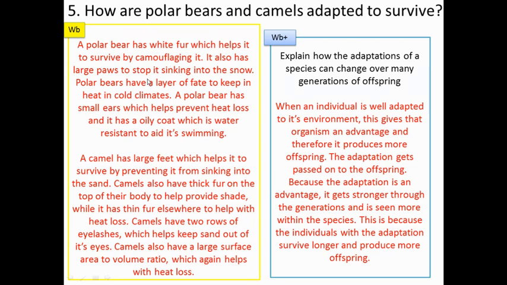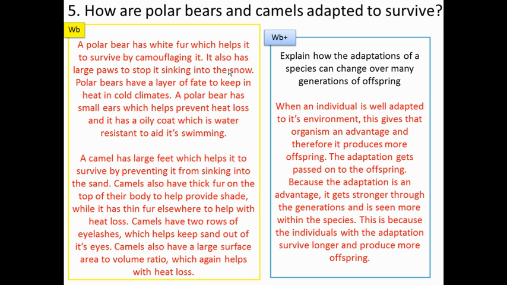So white fur camouflages the polar bear. It also has large paws to stop it sinking into the snow. Polar bears have a layer of fat to keep heat in, in cold climates. A polar bear has small ears, which help it prevent heat loss, and it has an oily coat, which is water resistant to aid it when swimming.